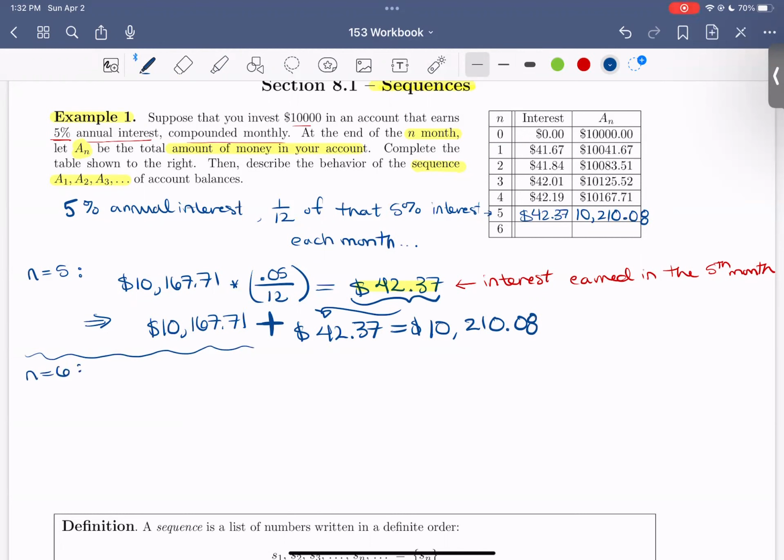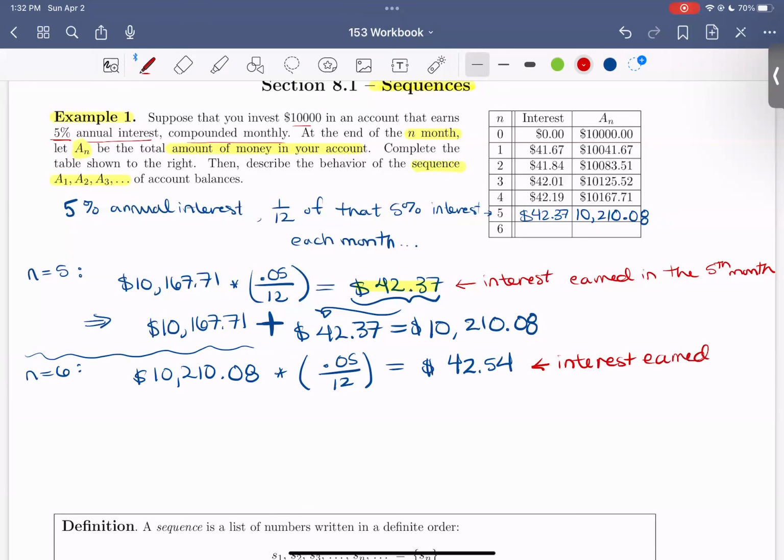All right, so now we can do this for when n equals 6. So we look at that previous balance, which was 10,210.08. And now we're going to compute 1/12 of 5% of that, which is going to be, you can get out your calculator to check me, $42.54. So that's the interest made in that next month. Interest earned in the 6th month.